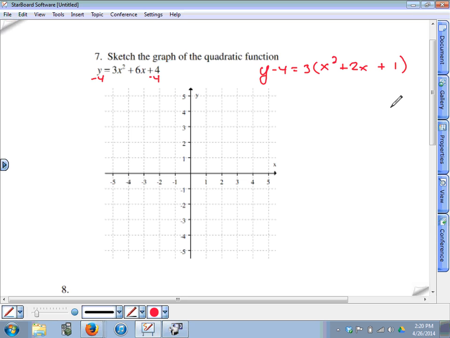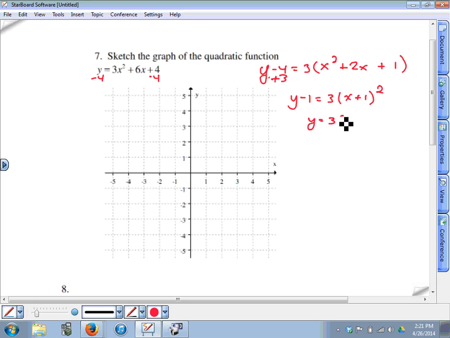But now we need to balance out the equation again on the left side. So we have to take into account what we've added to the right side. It's not a plus 1, it's 1 times 3, which is 3. So that's what we have to add to this side of the equation, is a plus 3. So now we have the equation y minus 1 equals 3. And then x squared plus 2x plus 1 factors into x plus 1 to the second power. Add the 1 back over and you get y equals 3 times x plus 1 squared plus 1.